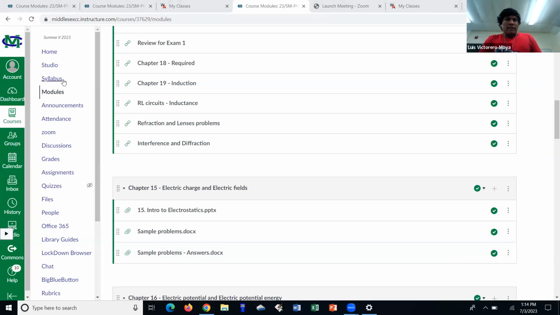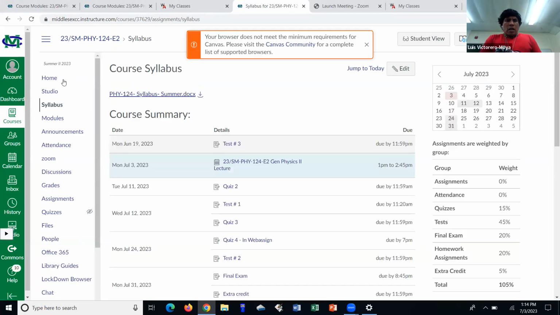Okay, so going back to the syllabus, just to show you the grading system, and then we can start with the topics.